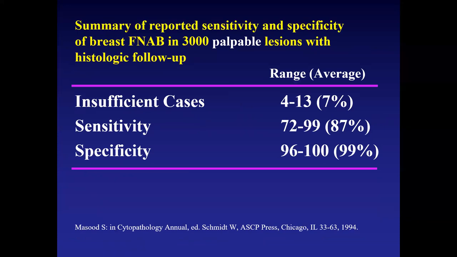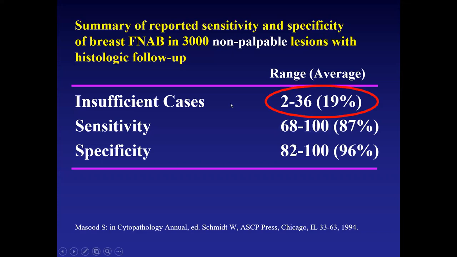What are the reported sensitivity and specificity of fine needle aspiration? This is what we reported some time ago, in 3,000 palpable breast lesions. These are the sensitivity and specificity, which are pretty good statistics for palpable breast lesions. These statistics, however, are different when they started to use fine needle aspiration biopsy for non-palpable lesions. And you can see that the issue that has really brought a lot of problems for advocating breast fine needle aspiration biopsy is the number of insufficient cases.